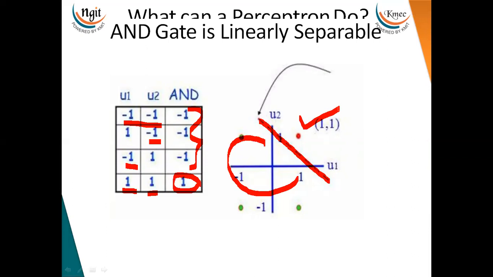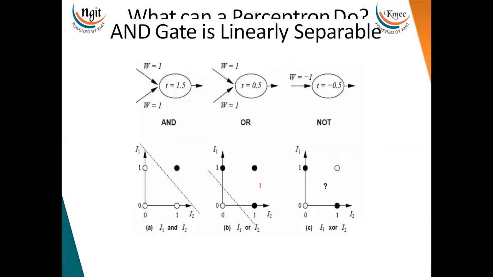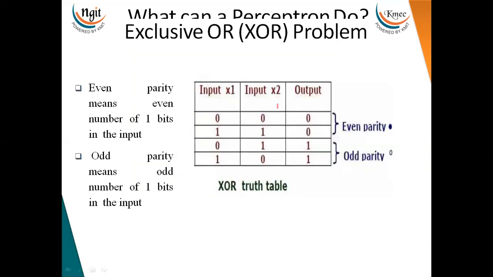So AND gate is linearly separable. Now let us see what the OR gate is saying. OR gate is also capable of separating your data linearly, but XOR is not at all doing that, because in XOR, when you have two same values, means when your data is representing even parity, then it is 0. But when it is odd parity, it is 1.